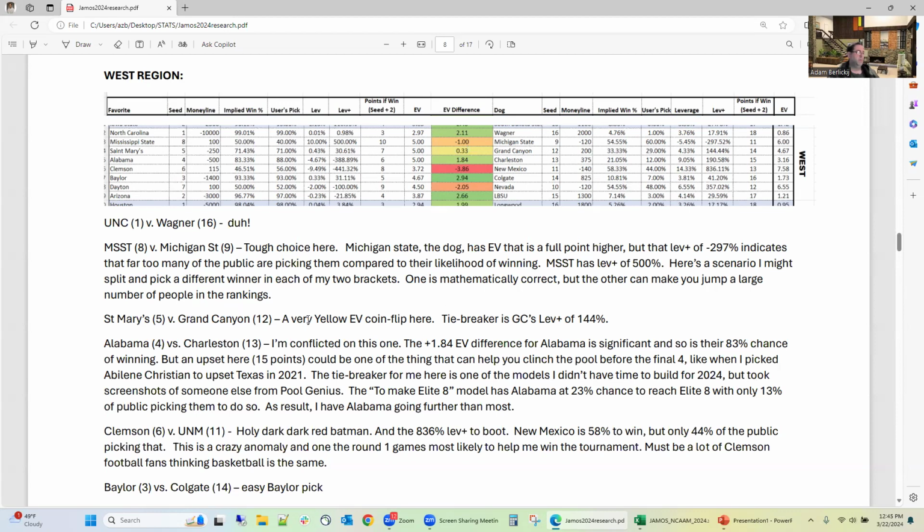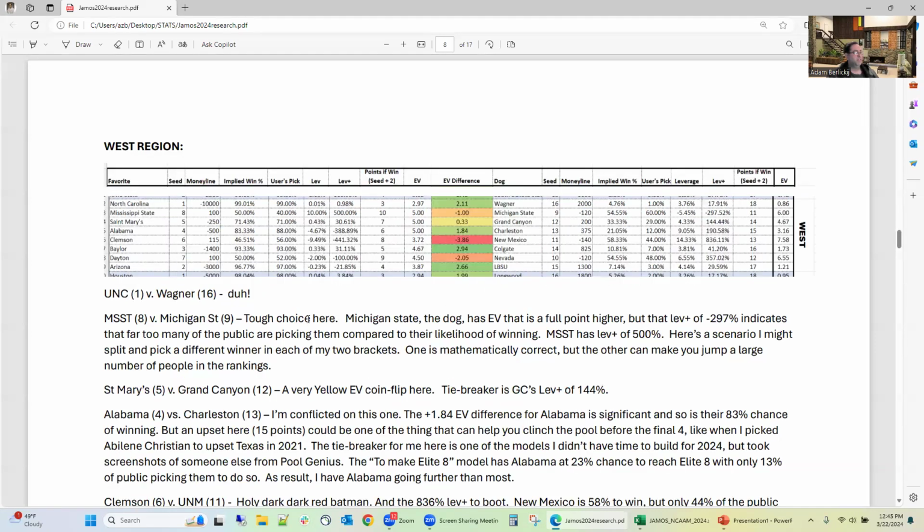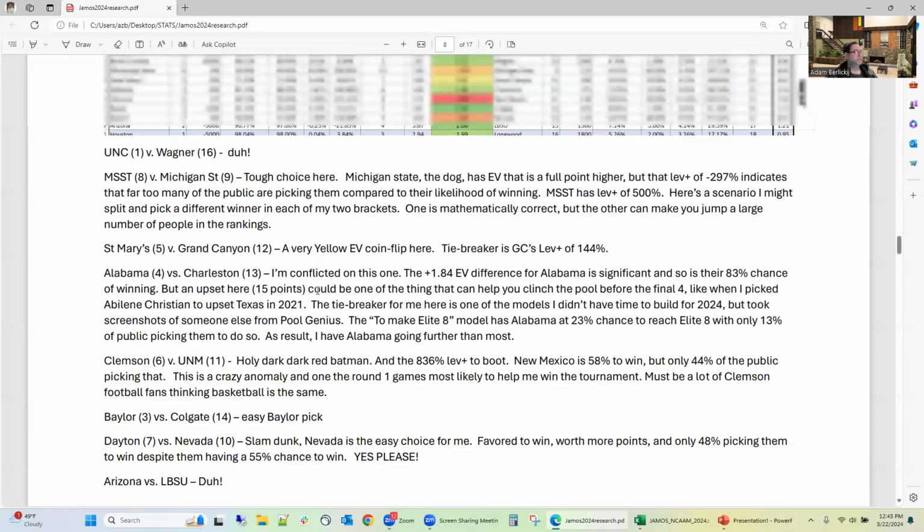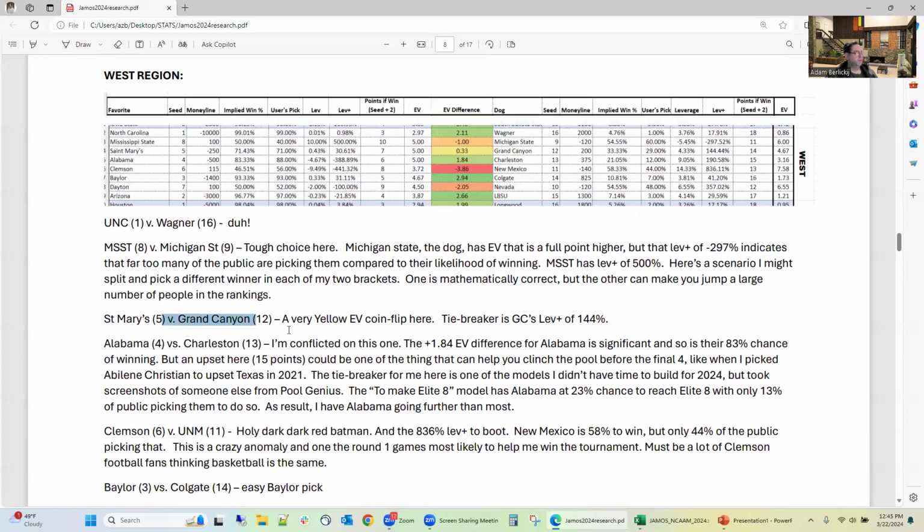Another split scenario, I might pick Mississippi State in one bracket, Michigan State in the other, just hedge my bets. This is a lovely one I want to talk about here. Another 5-12 matchup, St. Mary's versus Grand Canyon. You see it's very yellow, 0.33.